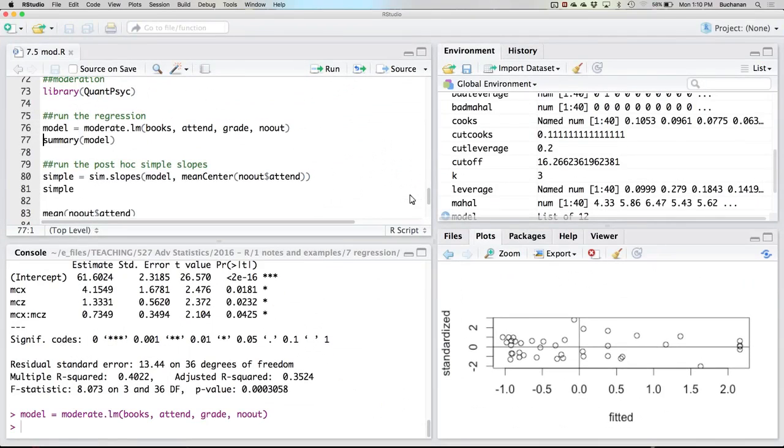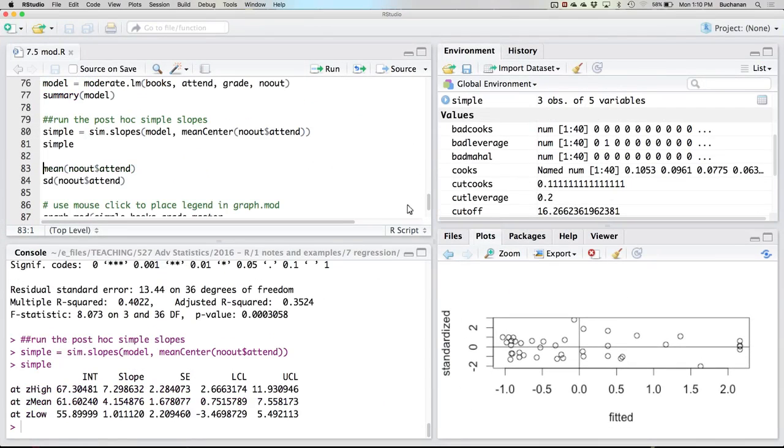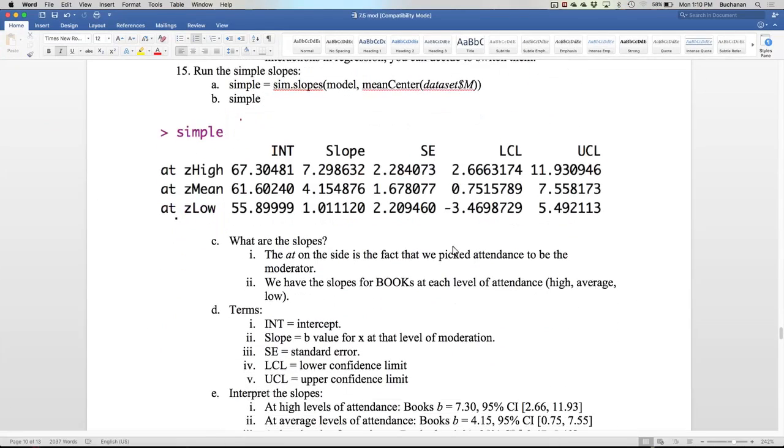So I'm going to run both of those. Oops, I'm going to rerun the wrong one. There we go. And you get this output. So I'll put that here. So what's going on in this output? It doesn't look like your LM output. It's a little different. AT here is for attendance. So it's telling you that this is attendance high, attendance medium, and attendance low. This is the intercept. So that's the average score.